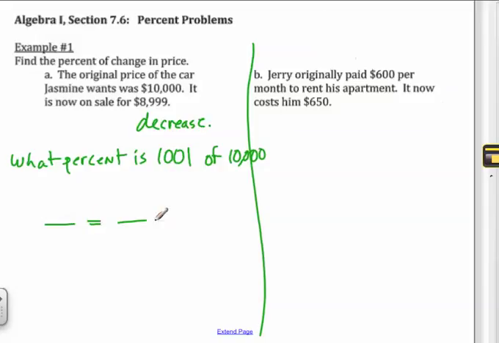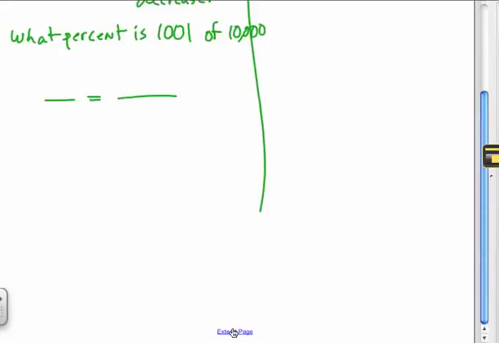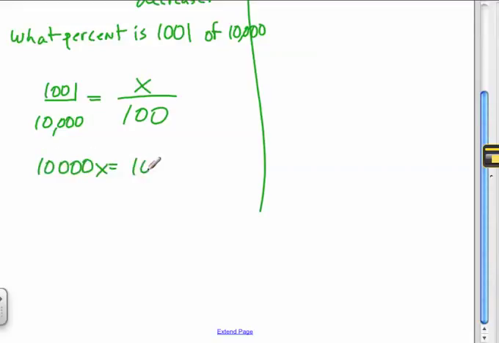Well, guys, I just set up my percent proportion. That's the one that I like to do. When it says what percent, that means the x goes there, and I know this is always over 100. You guys will remember the percent proportion. Then it says what percent is 1,001, so it goes in the is spot, and 10,000 goes in the of spot. Cross multiply, I'm going to get 10,000x is equal to 1,001 with two zeros. That's what happens when I multiply by 100. I just put zeros on the new number. Then I'm going to divide by 10,000.